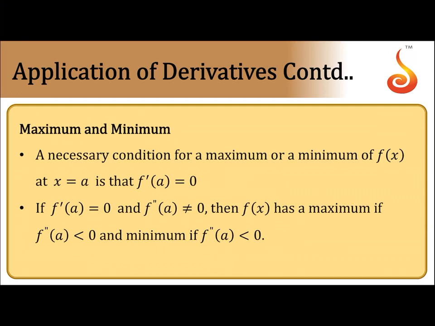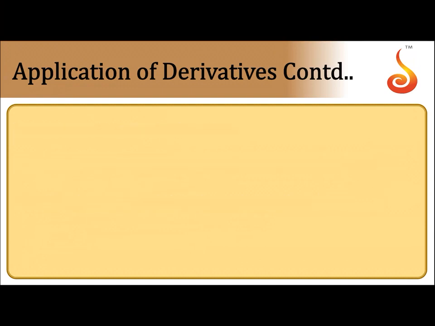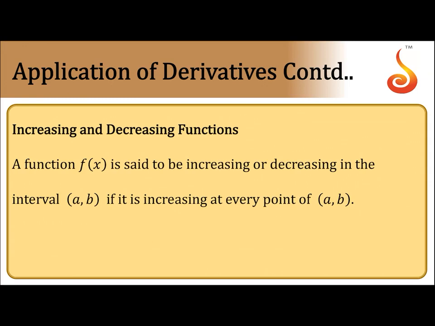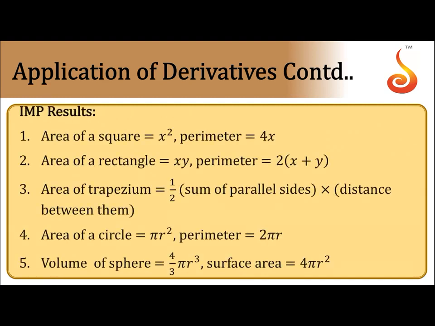Coming to the next one, maximum and minimum value of the function. The necessary condition for the function to attain a maximum or minimum value is that f dash of x must be 0. If f dash is equal to 0 and the second order derivative is not 0 and it is negative, the function is said to attain the maximum at x equals a. And if the second order derivative is positive, the function is said to attain the minimum at the point x equals a. Next, increasing and decreasing function. A function f of x is said to be increasing or decreasing in the interval provided it is increasing everywhere in the interval (a, b) or decreasing everywhere in the interval (a, b).